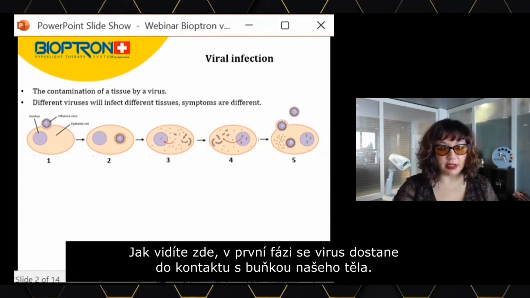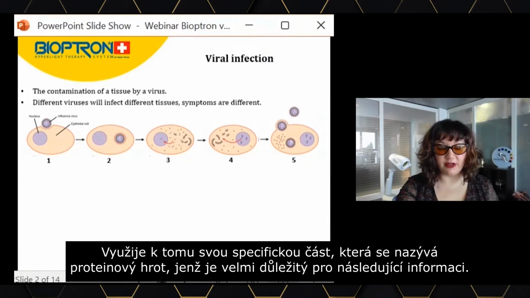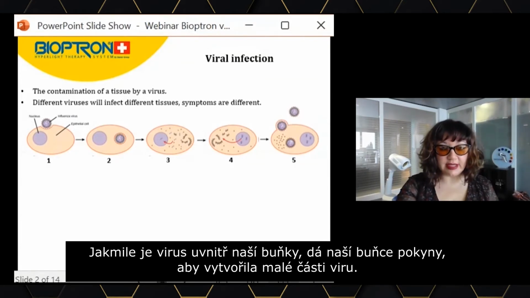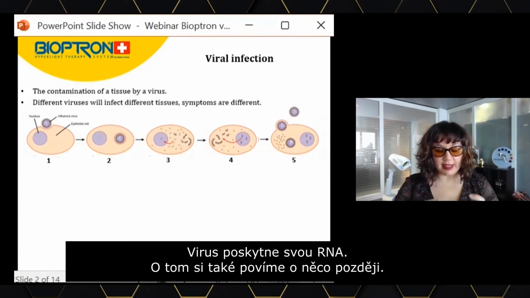As you can see here, in the first phase, the virus will enter in contact with the cells of our body. They will use a specific part of the virus called a spike protein that is very important for the following information. Once the virus is inside our cell, it will give the instructions to our cell to construct little parts of the virus.